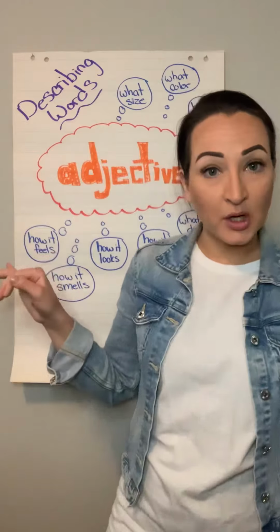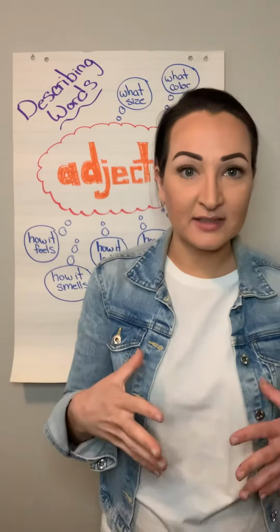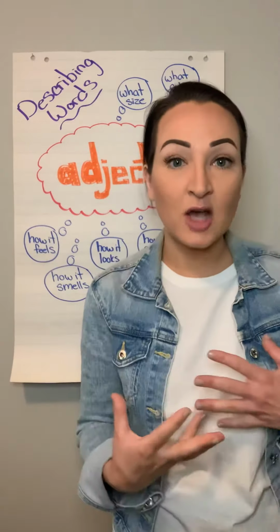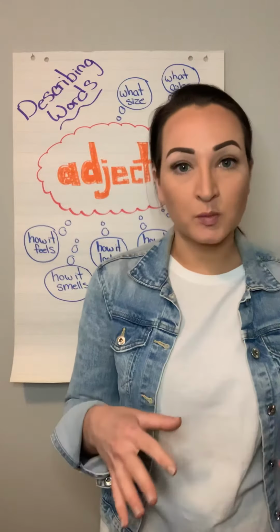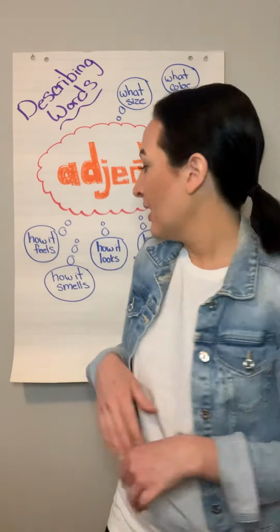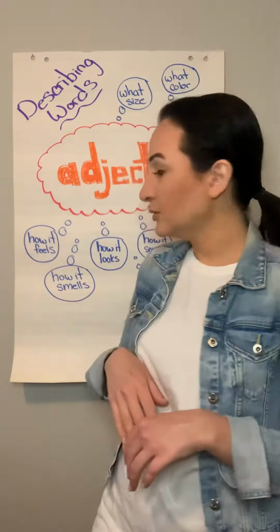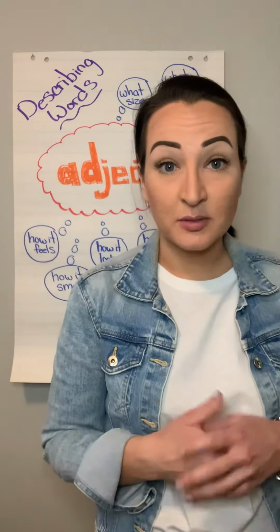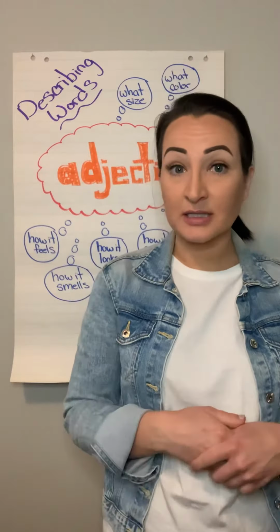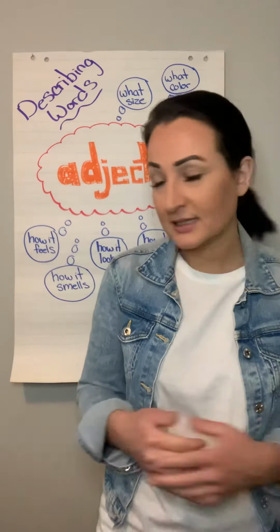So you can use words to describe how something feels. Again, that's our sense. So things like soft or sharp or rough or smooth. You can use something to describe how it smells. So you could say it smelled like cinnamon. The cookies smelled like chocolate.